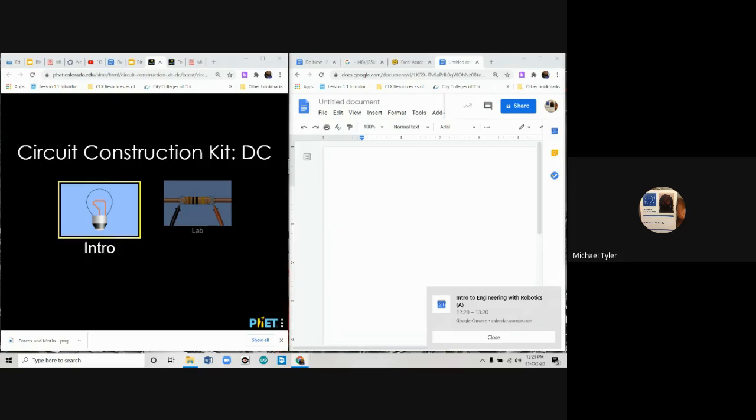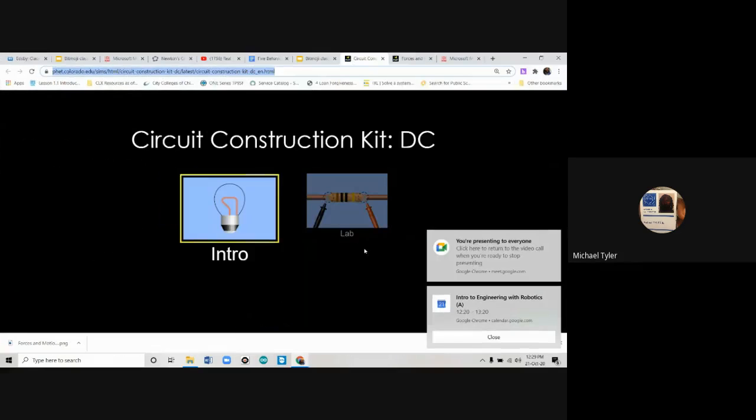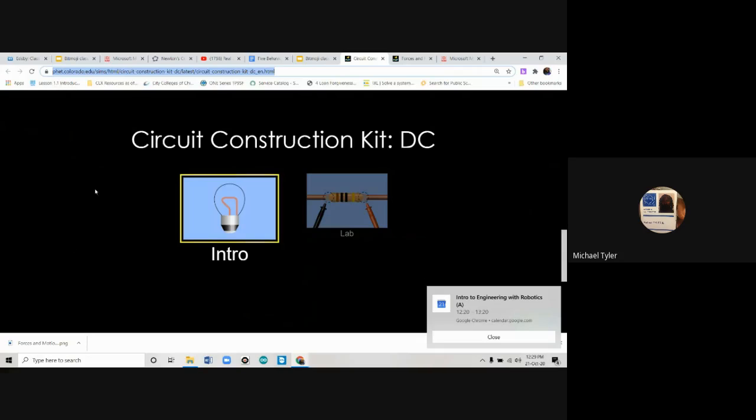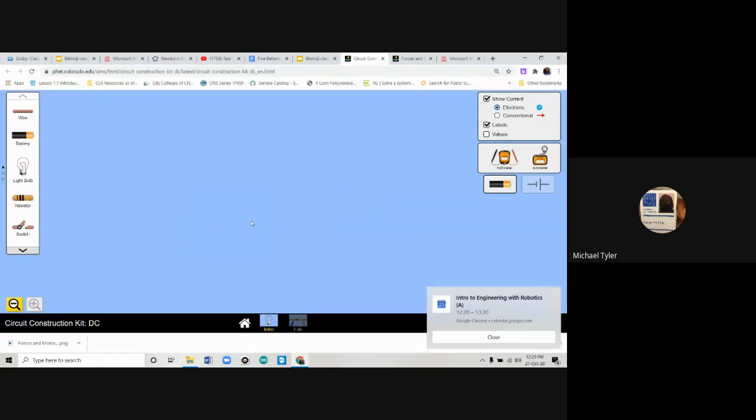All right, so you should have that. Click on that link and it should give you access to the simulation. Now, real quickly, when we do this problem, we're going to create a simple circuit. We're going to take a snapshot of it and import it into our Google Doc. For this portion, I think the intro should work fine.